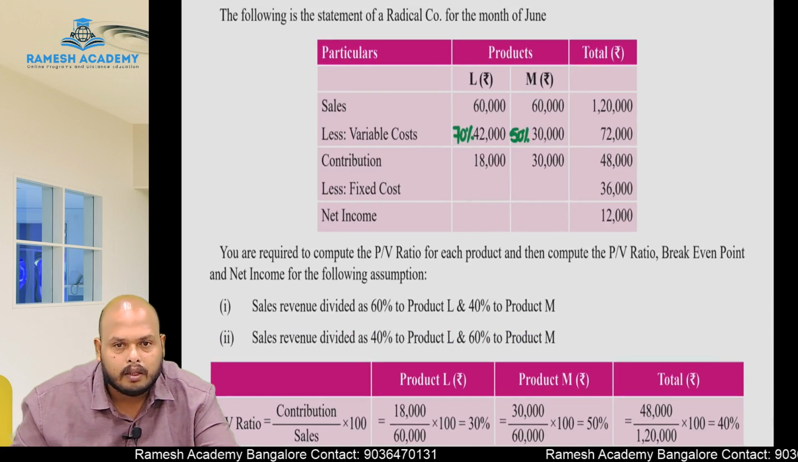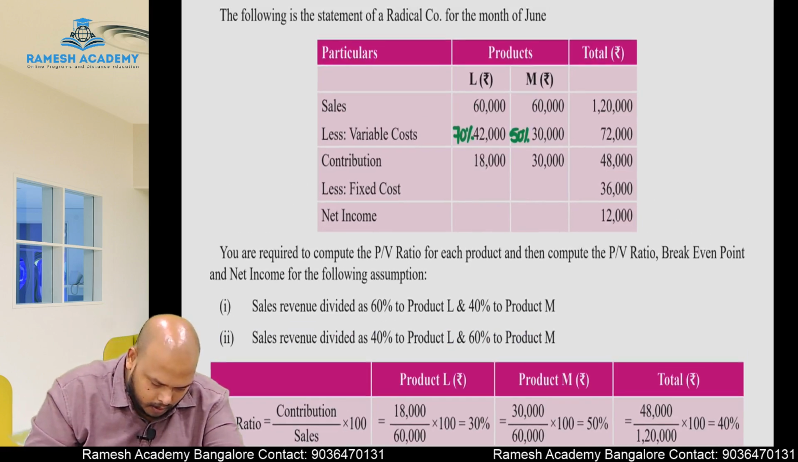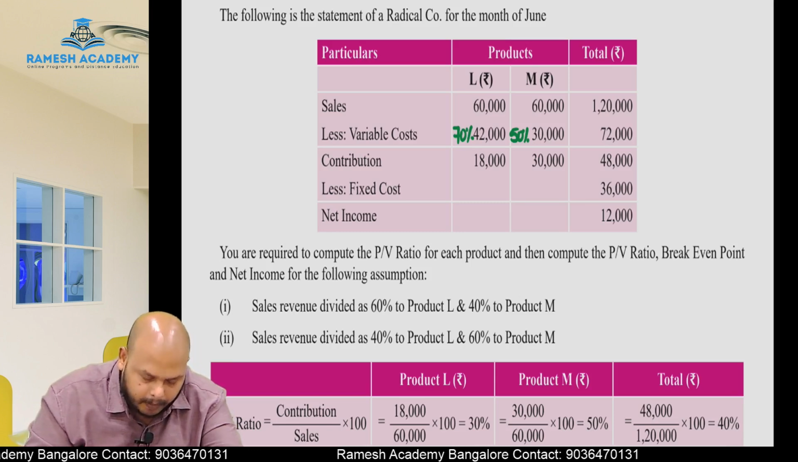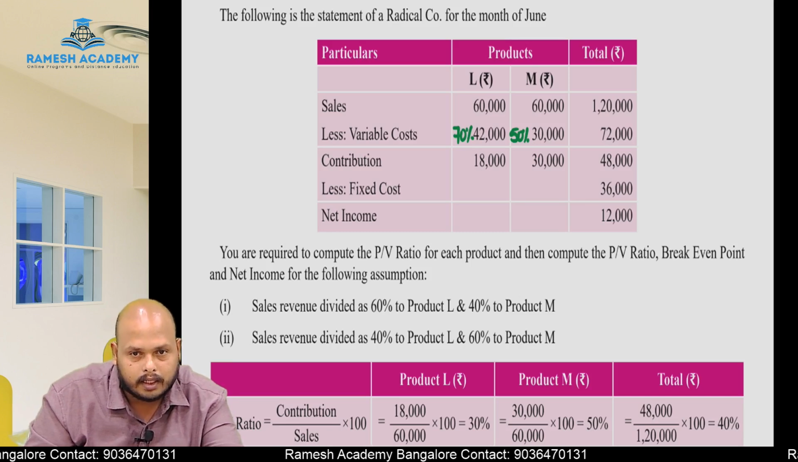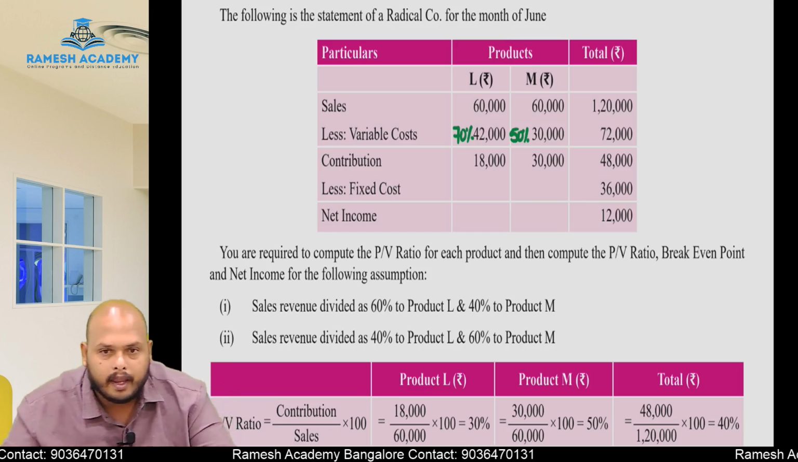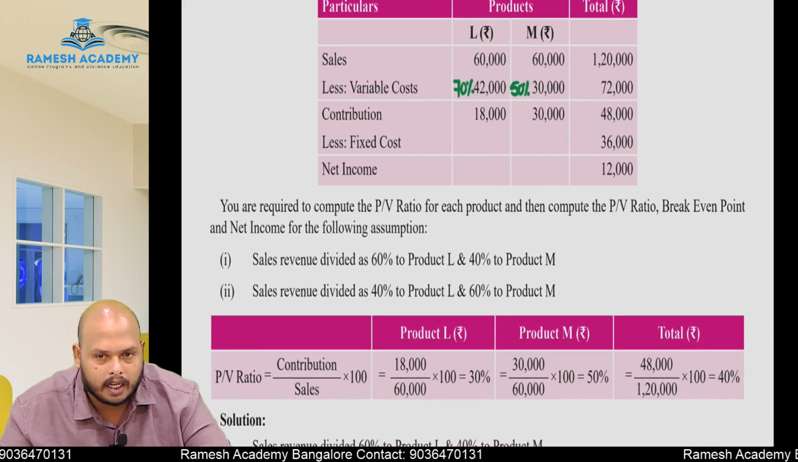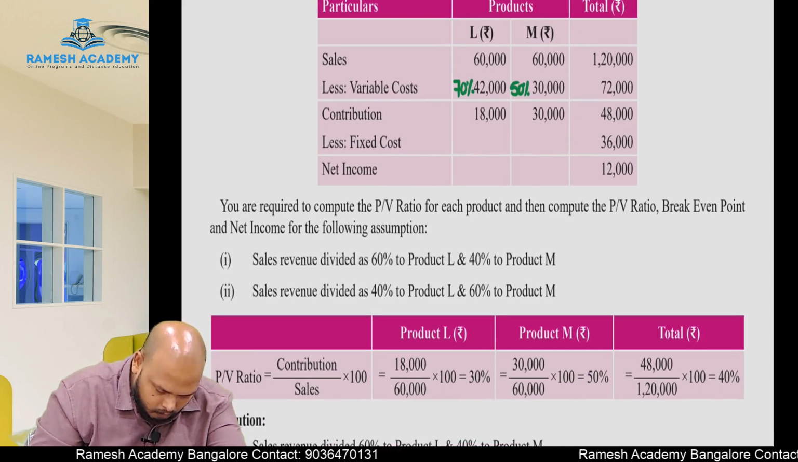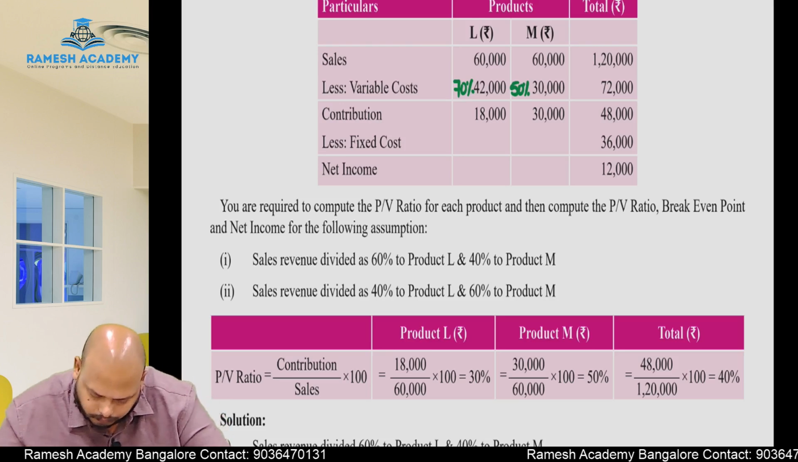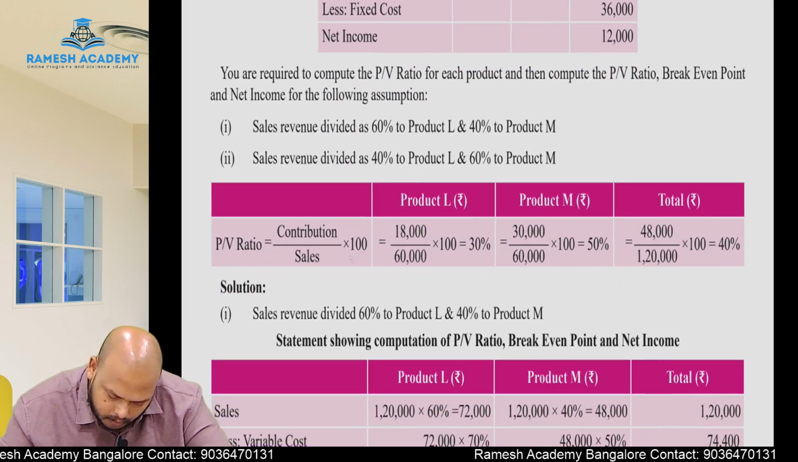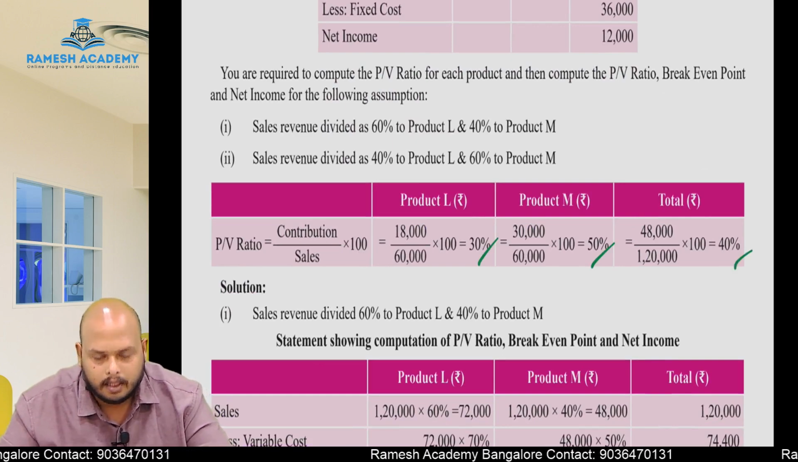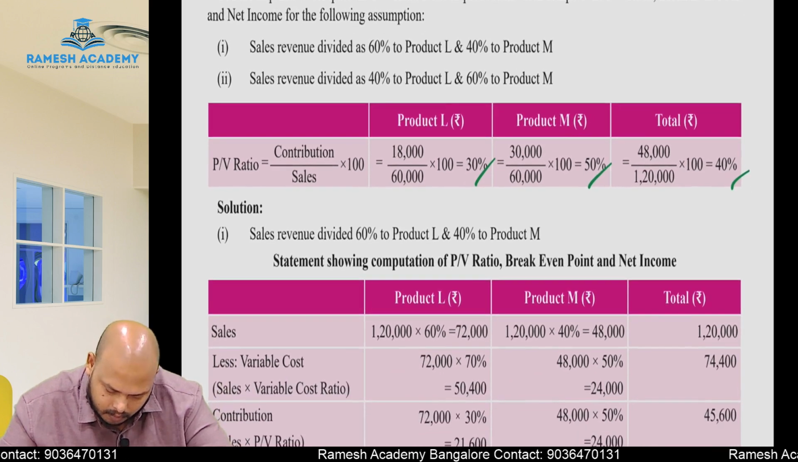He is asking. Simple. Contribution is 18,000. 18,000 divided by 60,000 into 100. So PV ratio for product L is 30%. Next, 30 by 60, 50% is for M. Product M PV ratio is 50, product L is 30. And overall 48,000 divided by 120, 40%. You can see here 30%, 50%, 40%. Finished. Next, second assumption.